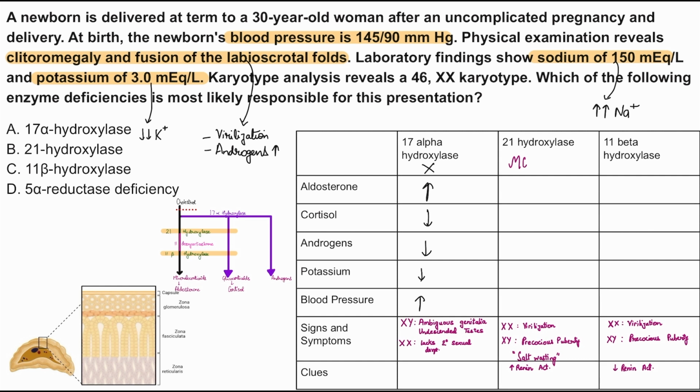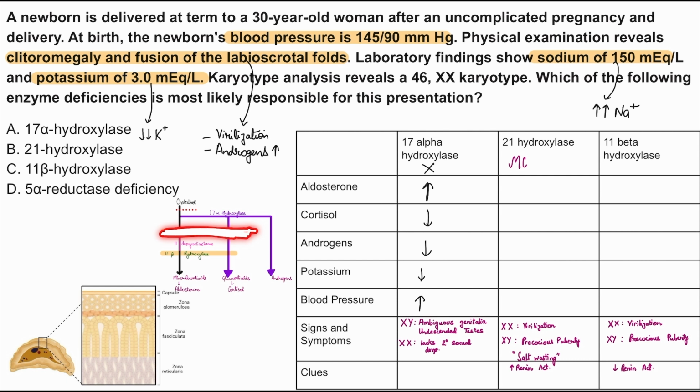Now, what about 21 hydroxylase? This is the most commonly tested and it is actually the most common congenital adrenal hyperplasia because 21 hydroxylase deficiency is most common. Now, if you don't have 21 hydroxylase, this part is not happening.